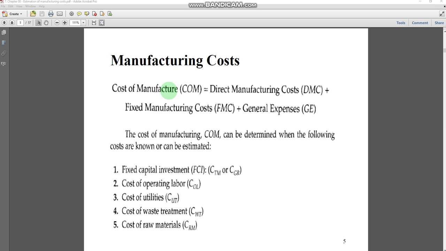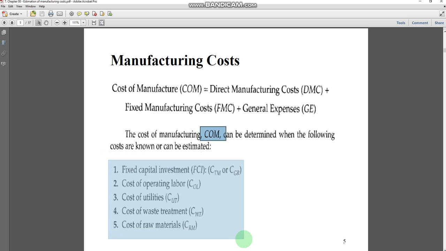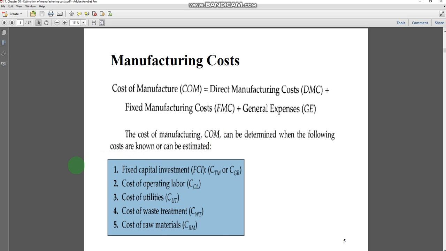Now let us see what is the equation that we can have for the cost of manufacturing. It can be represented as COM, and it is a combination of direct manufacturing cost, fixed manufacturing cost, and the journal expenses. As we discussed earlier, the cost of manufacturing can be determined when the following costs are known or can be estimated. So for the measurement of this cost of manufacturing, we should have the values of these five indicators, or these five variables.